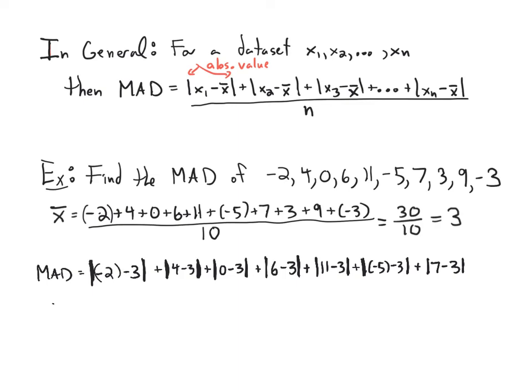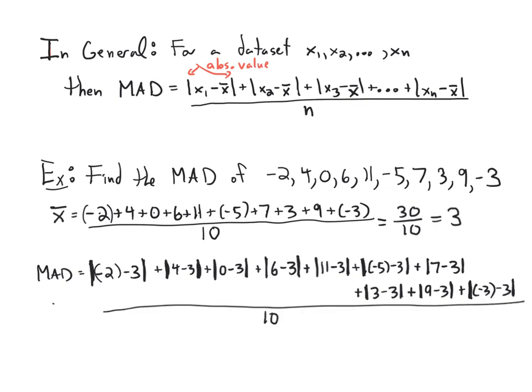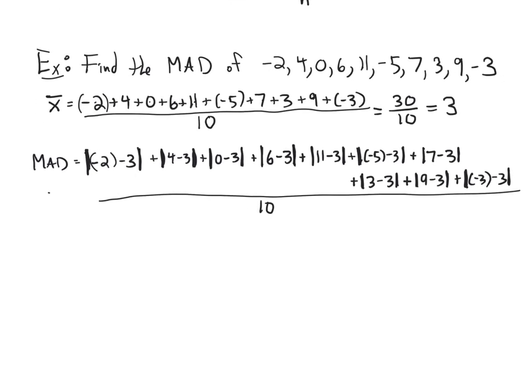And I'll kind of go down to the next line here just because I'm running out of space. Plus 3 minus 3 plus 9 minus 3. And finally plus -3 minus 3. And we're going to, of course, divide all that by 10. Let me make a little more room. There we go. So let's figure out all of these. And remember, if we calculate something and it's negative, then we're going to make it positive. That's what the absolute value means. So -2 minus 3 is -5, but we want the absolute value of -5, so that's going to be 5.